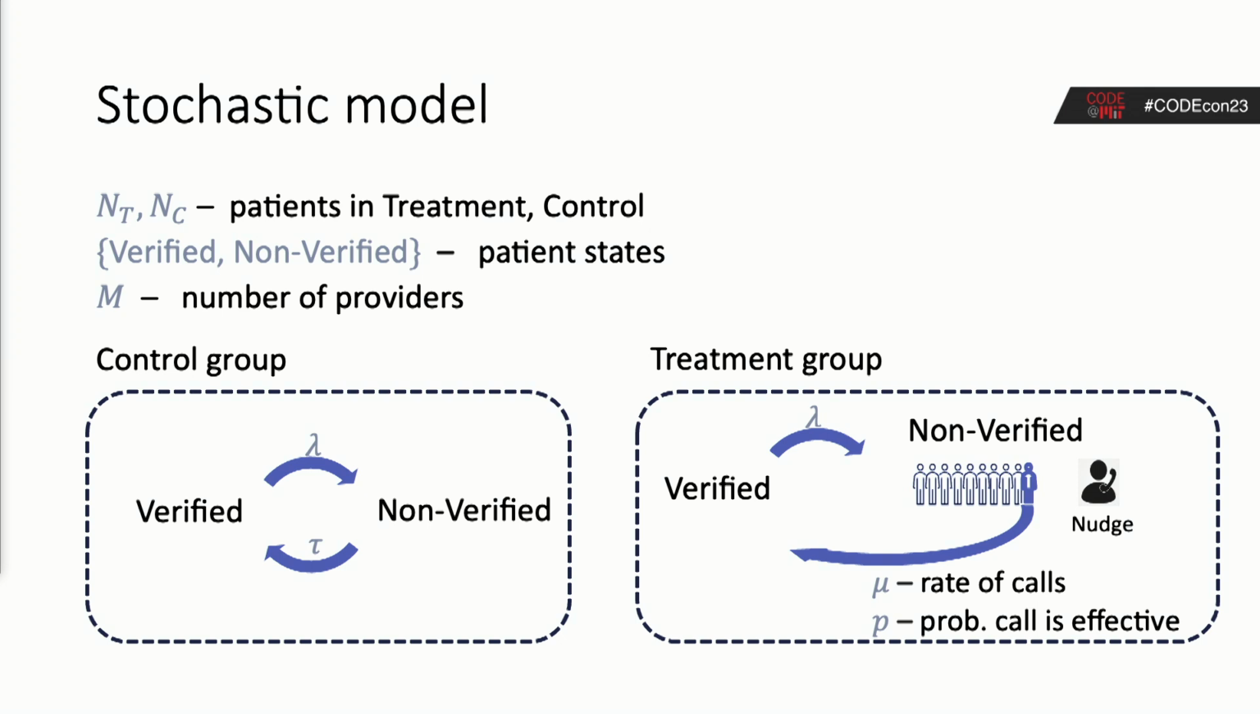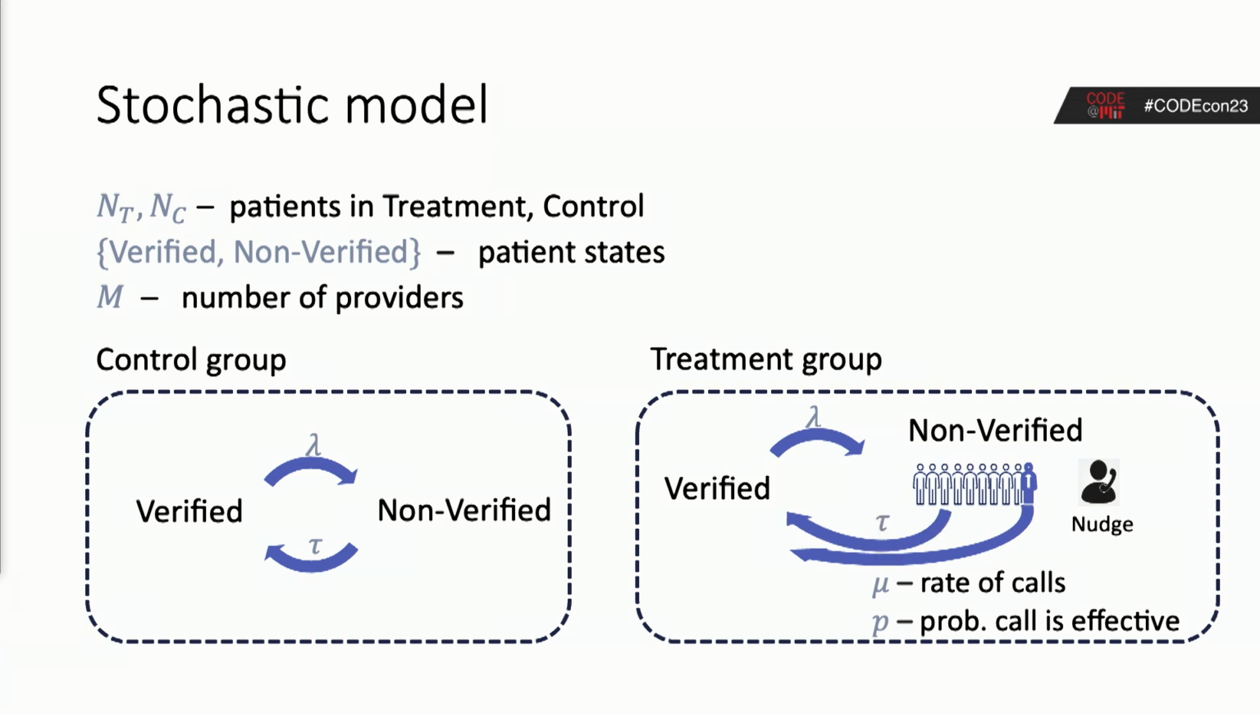We say that there are M providers, and each one can make calls at rate mu, and every one of these calls has some probability P of being effective. So P is not necessarily equal to 1. You can't make a patient do anything. It's probably just some kind of nudge.